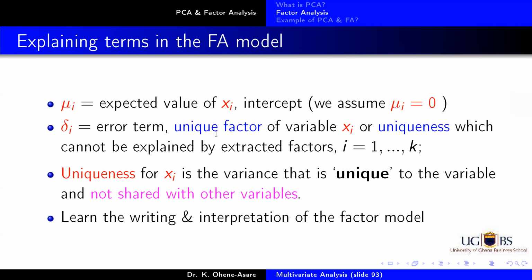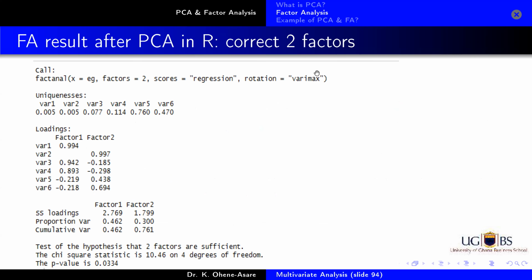So what we are going to do is that, what was that uniqueness? We said that the uniqueness was a portion or the variability of the information that this variable has, but it's not shared with other variables. Okay. I've already told you last week that try and learn how to write the factor analysis model and interpret the model very well. So master that. Okay. So I want you to look at the results now, and I'm going to ask you a question.